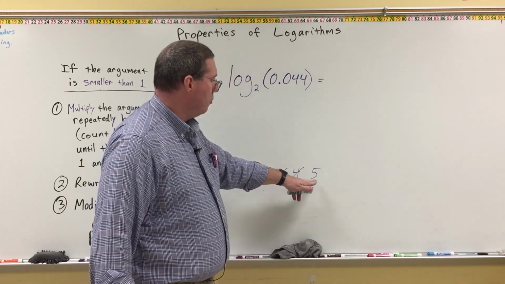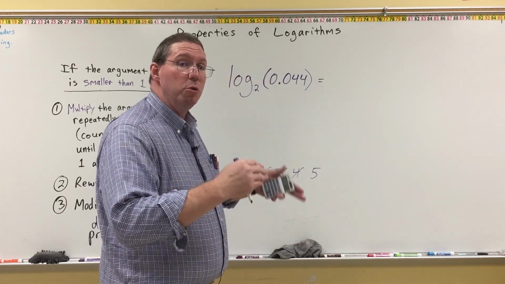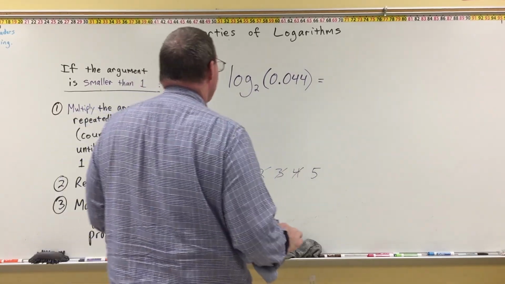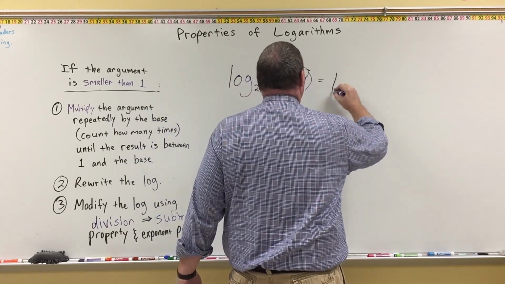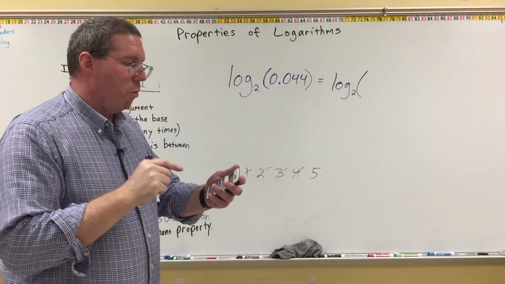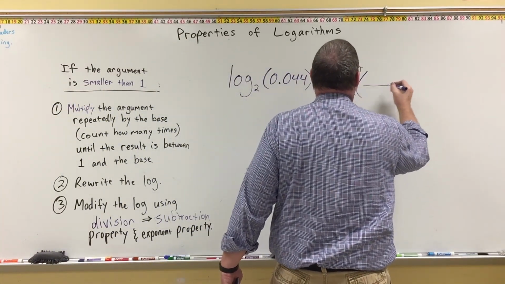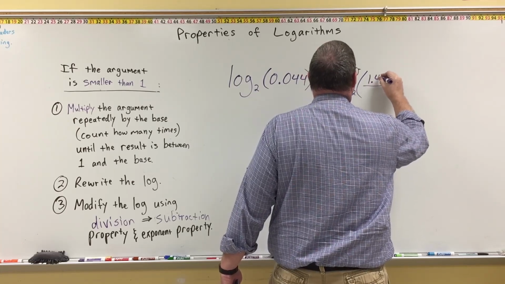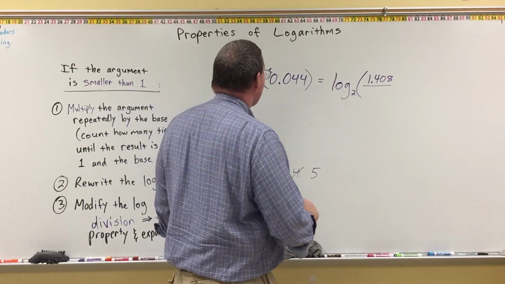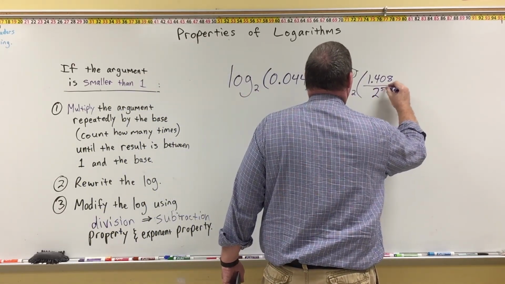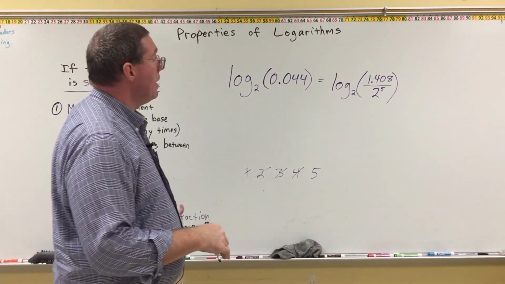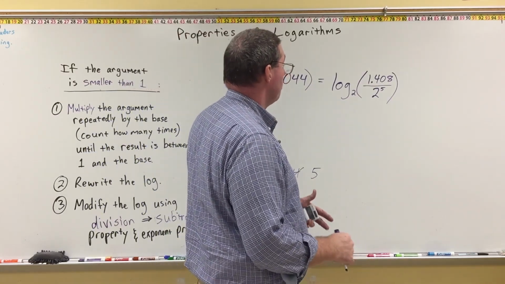We had to multiply by 2 5 times, so now we're going to have a 2 to the 5th power, okay? But it's not going to be multiplication. When we rewrite this log, this is how we're going to rewrite it. Now, be very careful here. We're going to write log base 2 of whatever our result is, 1.408. This time it's going to be a division problem on the inside. 1.408, okay? And in the denominator, that's where we're going to put the 2 to the 5th power, okay? So previously we did a multiplication problem, but now we're doing a division problem.